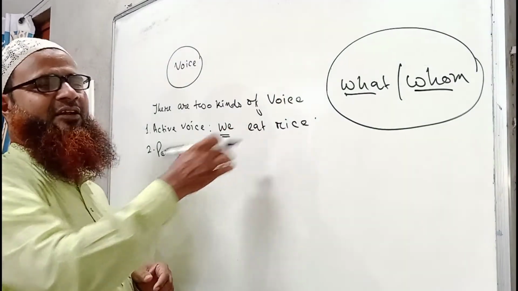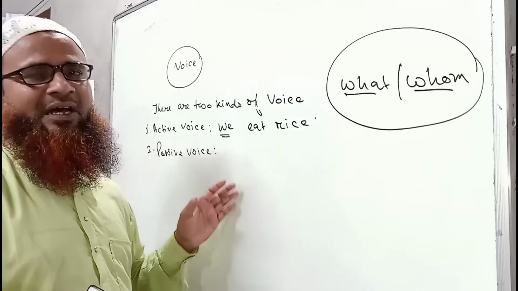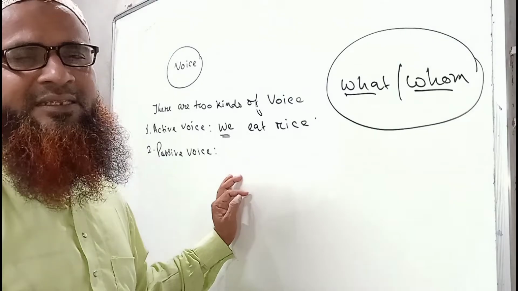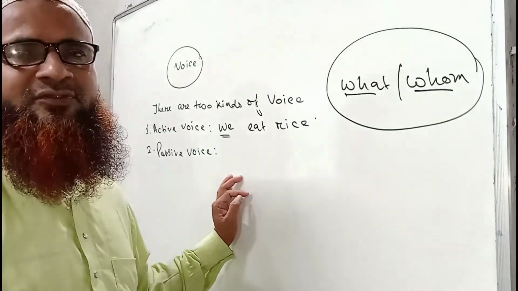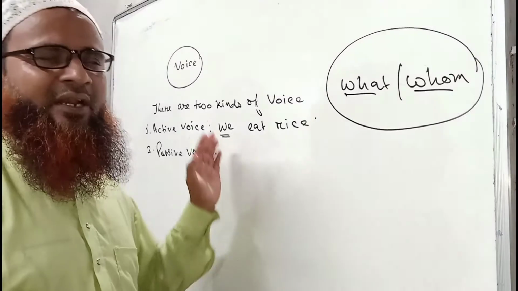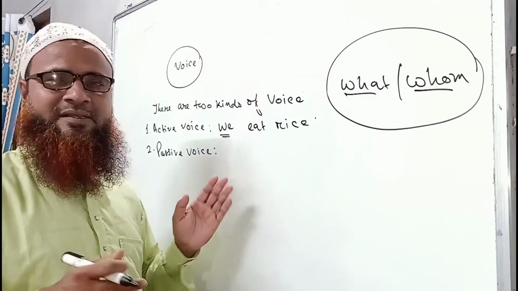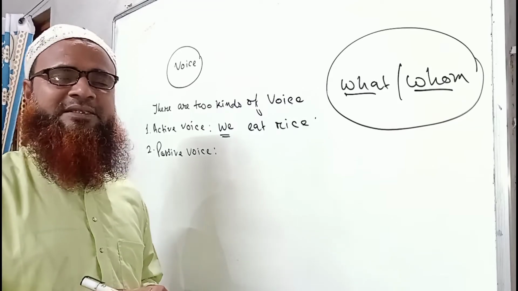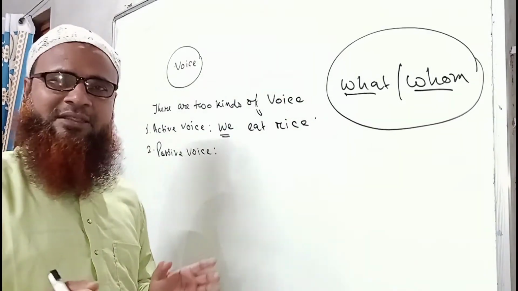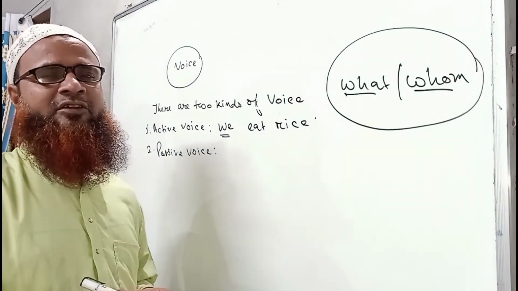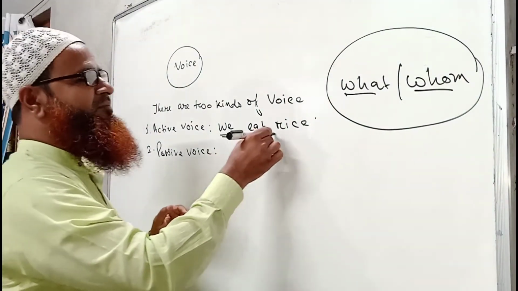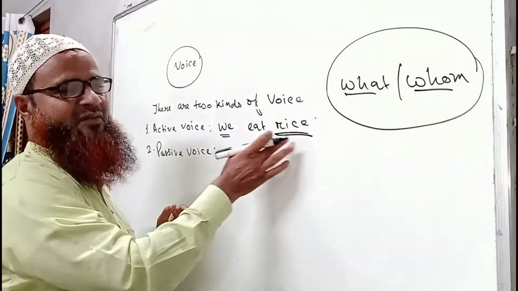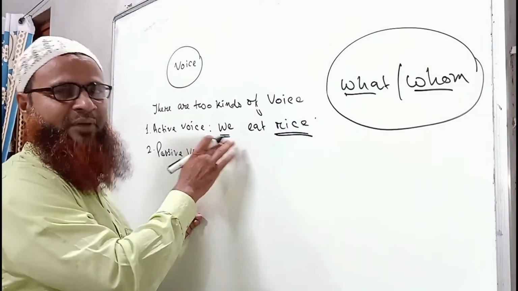If there is an object of the verb, that means the verb is a transitive one. The verb that has an object is called a transitive verb, and the verb that has no object is called an intransitive verb. So only a transitive verb is changed into passive form, and an intransitive verb cannot be changed into passive form. That is why the object must be placed at the very beginning of the sentence, that means at the place of the subject.